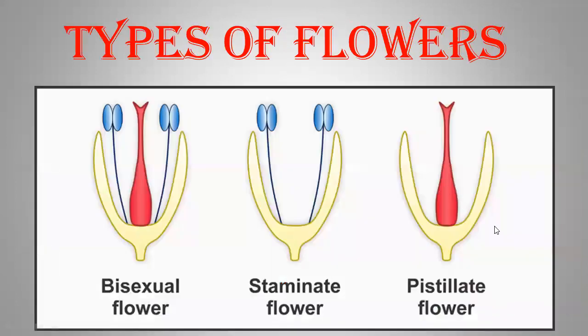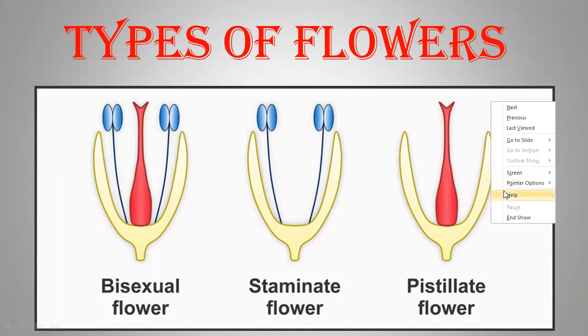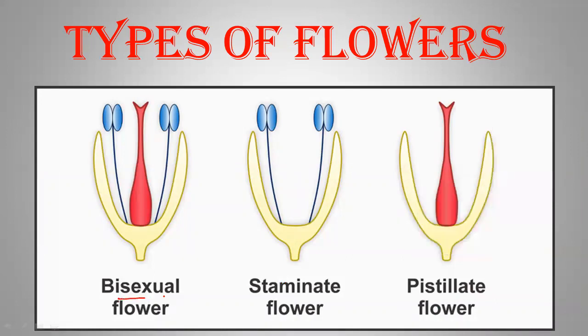Next, on the basis of sexual organs, flowers are of two types, bisexual and unisexual. In bisexual, both male and female parts are present. But in unisexual, either the male or the female part is present. So if stamen is present, the flower is known as staminate. If pistil is present, the flower is known as pistillate.